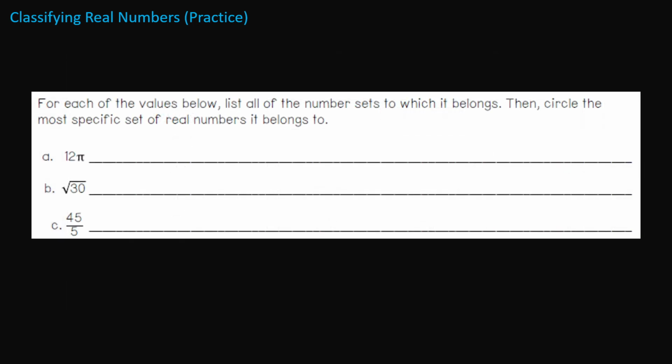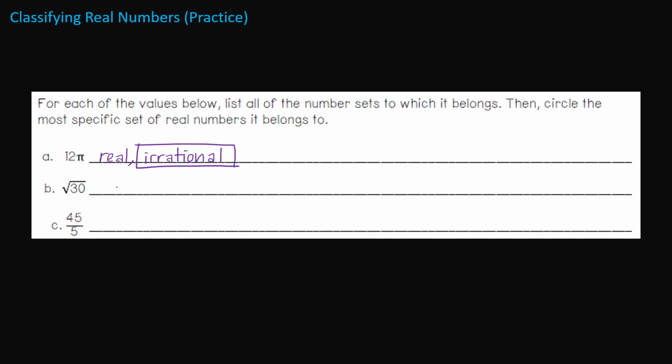Let's practice a couple more. For each of the values, we are going to list all of the number sets to which it belongs. Then we're going to circle the most specific set of real numbers it belongs to. So let's start with A. Let's start with 12 pi. Now we said previously that any number multiplied by pi is irrational. It's going to be a non-repeating and non-terminating decimal. So I can call this a real number. All of these are real numbers. And I can call it irrational. And the most specific type of number 12 pi can be is irrational.